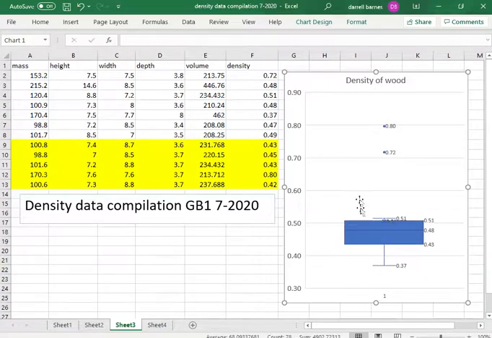I did a box and whisker plot chart on the density of the wood, this data right here. Notice that the minimum value of 0.37 grams per cubic centimeter is at the bottom. Notice that the max value of 0.8 grams per cubic centimeter is the max value. In this little chart, 0.48 is the median, 0.51 is the third quartile, and 0.43 is the first quartile. 0.51 is the average of all the data.